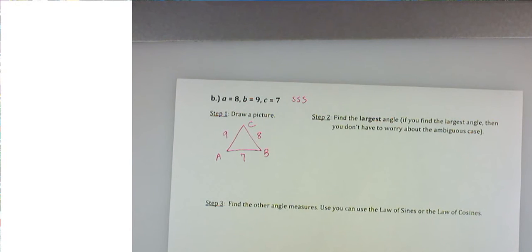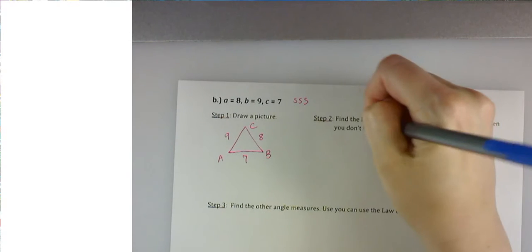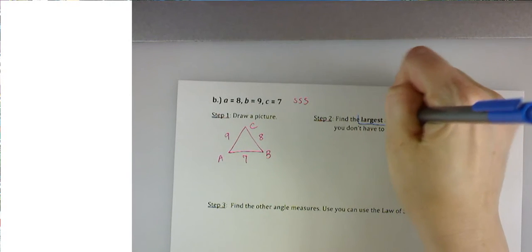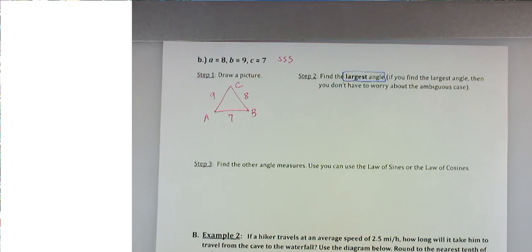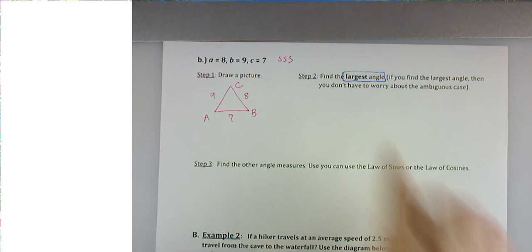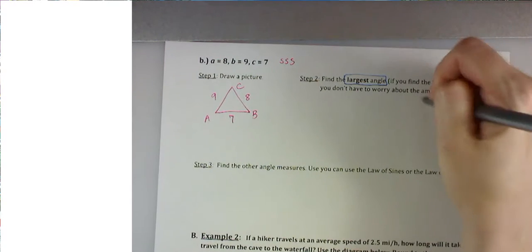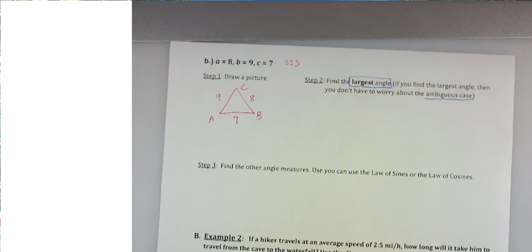So in this case, when you have the side, what you want to do is find the measure of the largest angle first. If you find the largest angle, then you won't have to worry about the ambiguous case. So definitely make sure that you do this. So you do have to do that to avoid the ambiguous case.